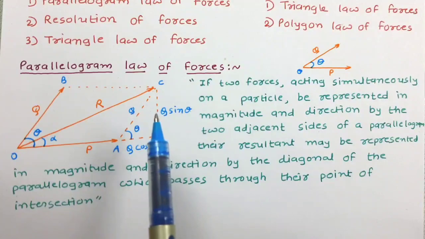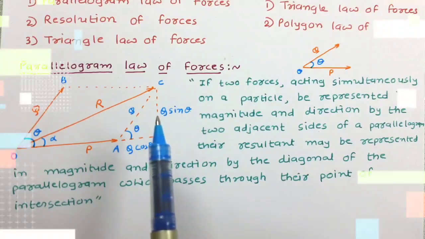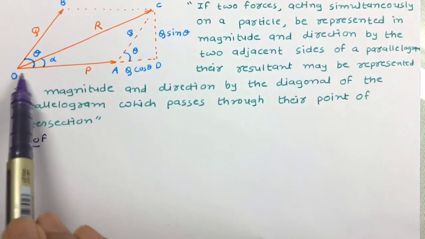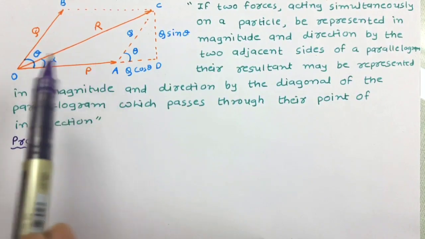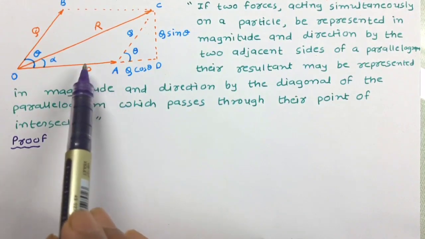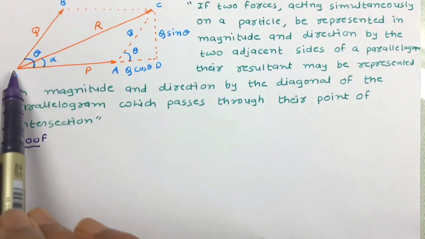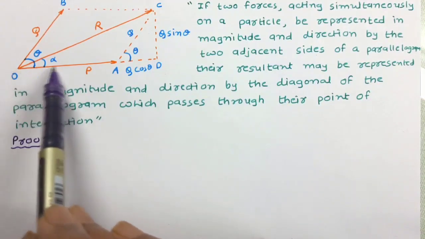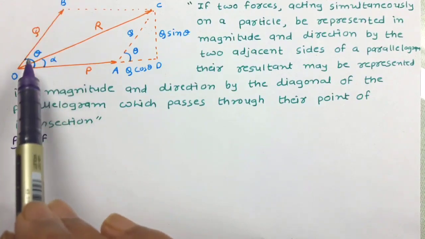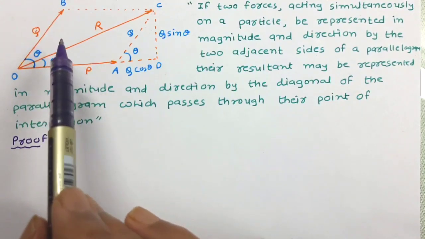Now we want to derive the equation for the parallelogram law of forces. So let us try to derive the equation for the parallelogram law of forces. Here two forces P and Q are given which are acting on this particle. Here we have represented these two forces P and Q by the two sides of the parallelogram.